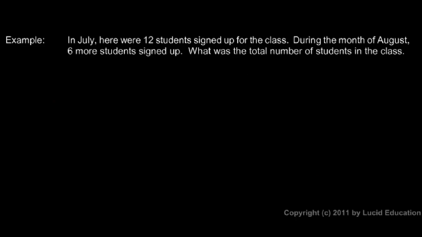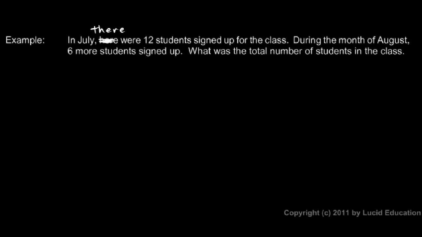And here's an example. In July, there were 12 students signed up for the class, and I see a little typographical error right there. That should say there were. In July, there were 12 students signed up for the class. During the month of August, 6 more students signed up. What was the total number of students in the class?